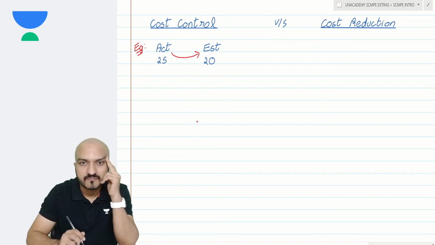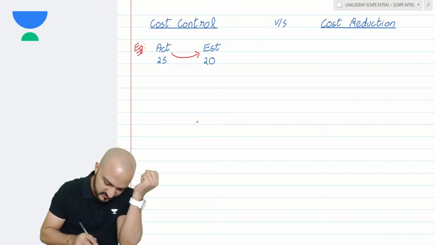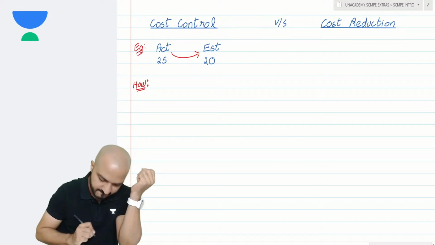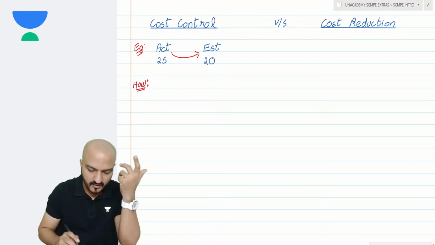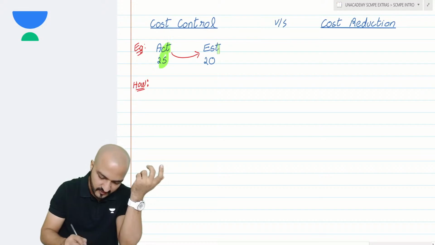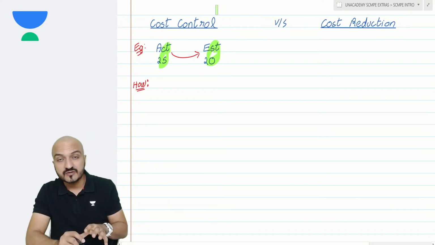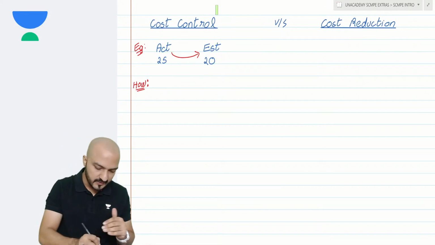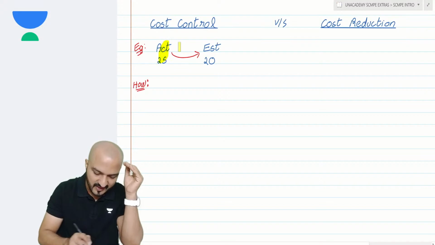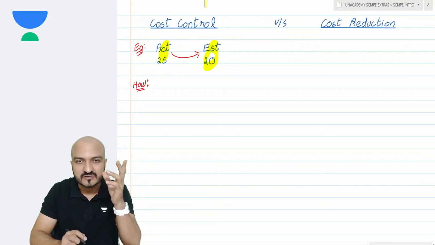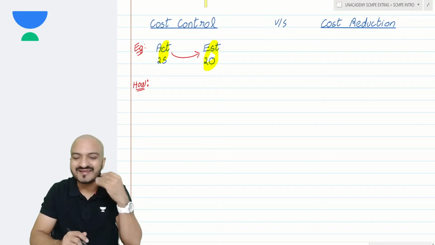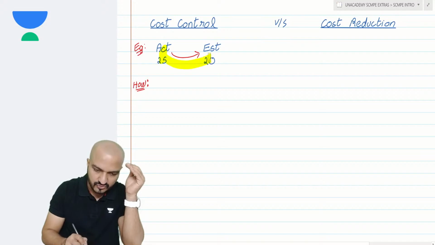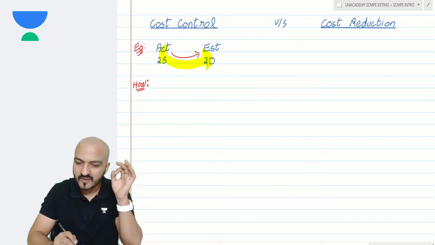How can this be done? Can you tell me how can this be done? How will I decrease my actual 25 down till estimate? Can I do that in this year? No, this year has already ended. Now this year has already completed, so in this year I cannot decrease my actual back to the estimate, but I can still do something to prevent that in the next year, right? So in the next year, how do I bring my actual cost down till the estimate? Any idea?